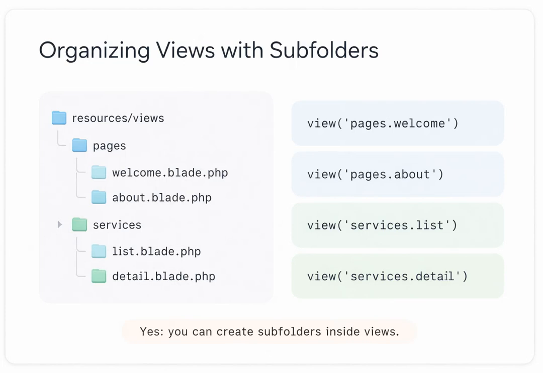It's completely normal to organize views into subfolders. You might have a Pages folder for general pages like Welcome and About, and a Services folder for service-related screens. Then you reference them using dot notation, like view('pages.about') or view('services.detail'). This keeps projects clean as the number of pages grows.